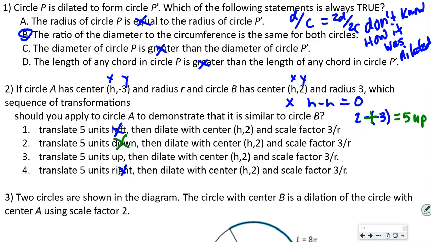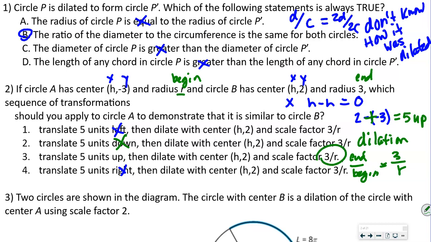Okay, so now we're also going to check the scale factor. When we talk about scale factors, we're talking about the dilation of what? The radius, right? So we want to look at our radii. This was where we began, and this is where we ended. Remember, we always take the end over the beginning. So that's going to be 3 over r, which is exactly what we have right there. So that's why our answer should have been C, y'all.